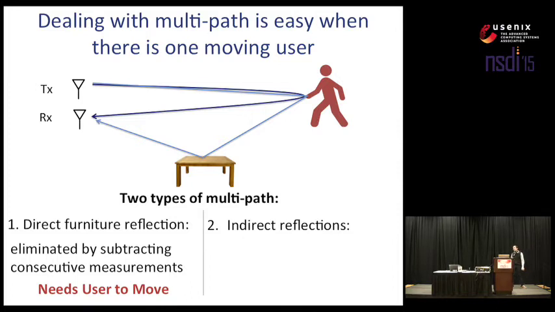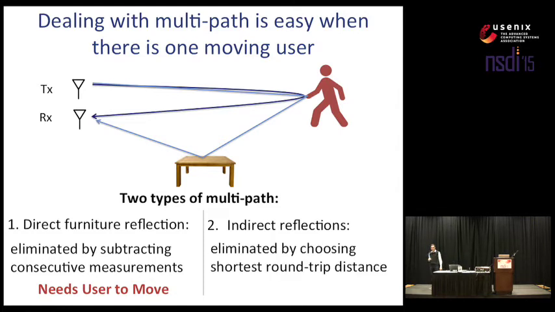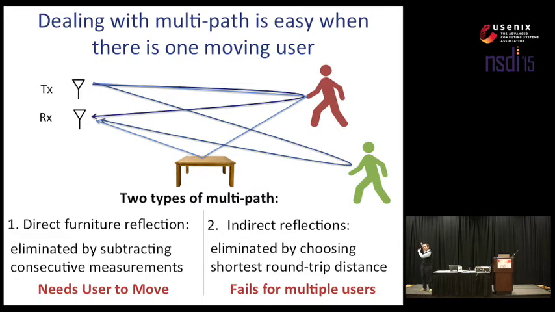Now, eliminating indirect reflections is also easy when you have a single moving person. And all you need to realize is that the round-trip distance of the direct reflection is shorter than any round-trip distance of an indirect reflection. So you can simply choose the first person you localize and say, this is the person who I have in the environment. Now, of course, this will fail if you have multiple people, because the second person's reflection might be further away than an indirect reflection of the first person.